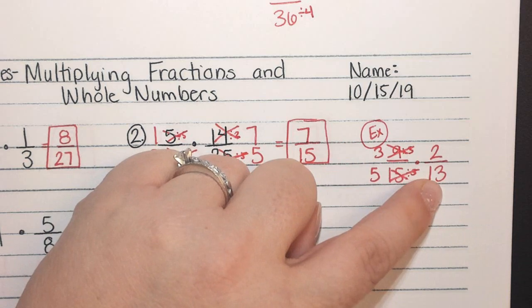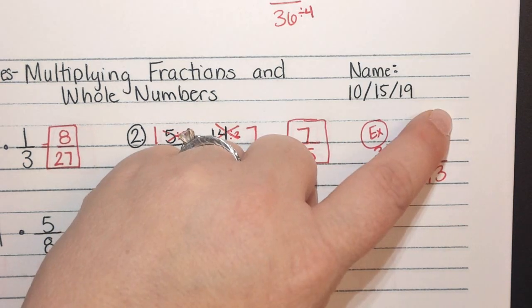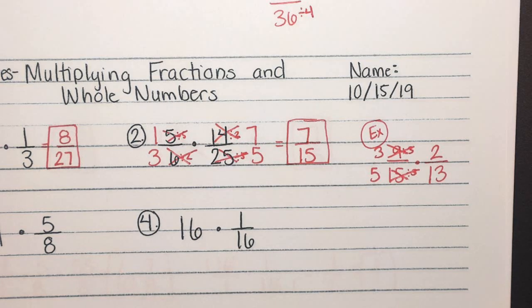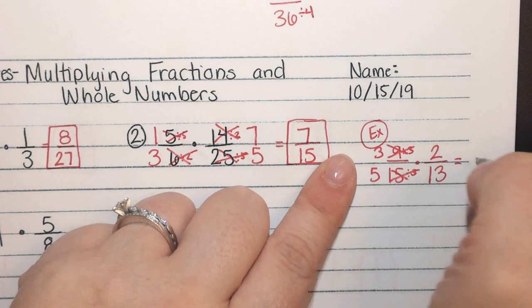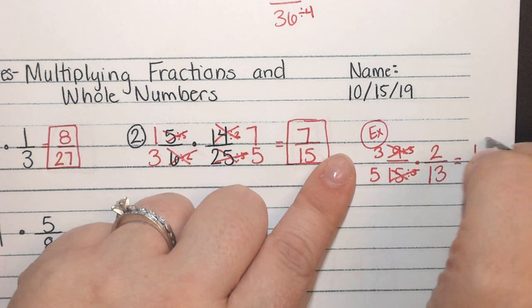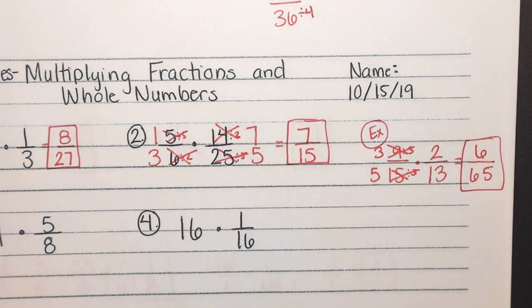3 and 13, 5 and 2, 2 and 13. Nothing else can. So I'm going to multiply now. 3 times 2 is 6, and 5 times 13 is going to be 65. And that would be my answer there.